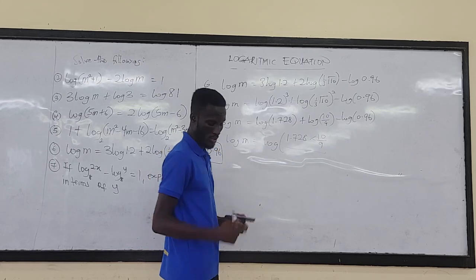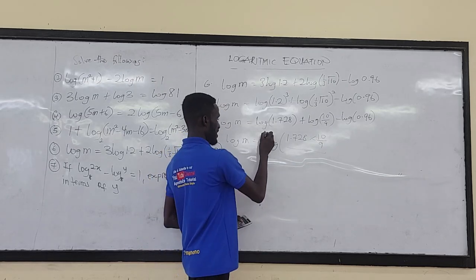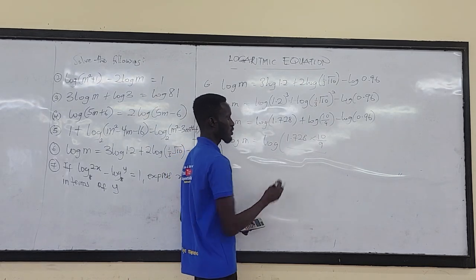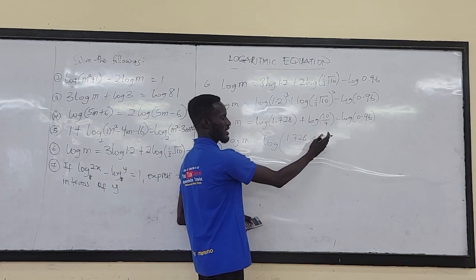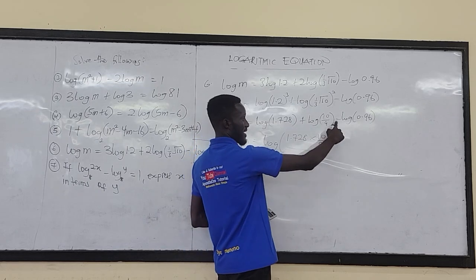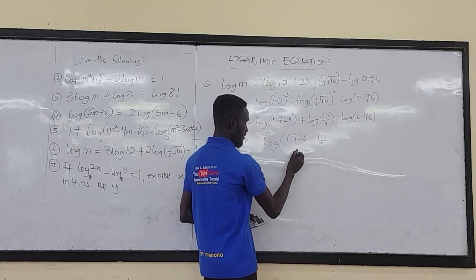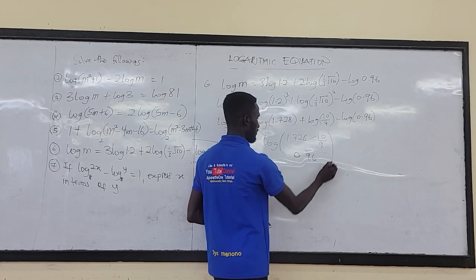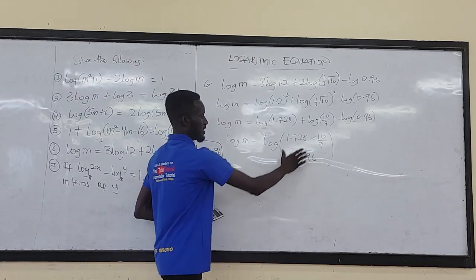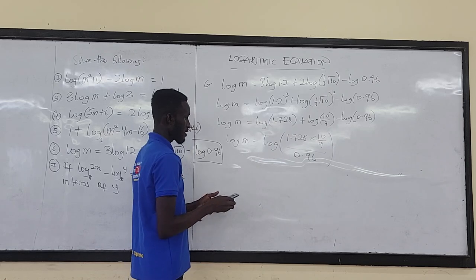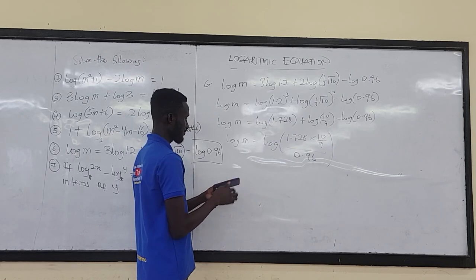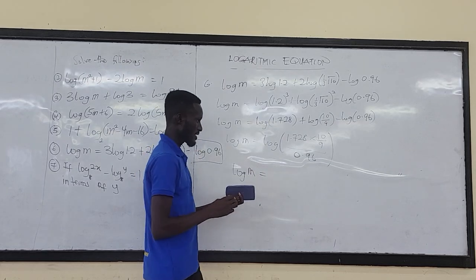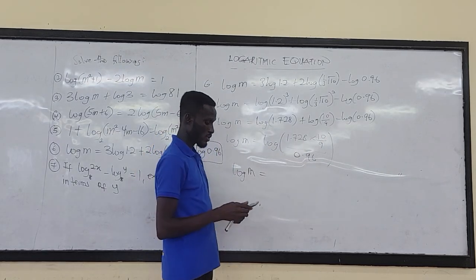So this particular log, this one means addition. Addition means this one and this one are multiplying. So we have 1.728 times 10 over 9. And then minus means division, so it will divide by 0.96. Now you can punch this one in the calculator and write the answer. So we have log n is equal to... Let me punch this one in the calculator and we see what we get.